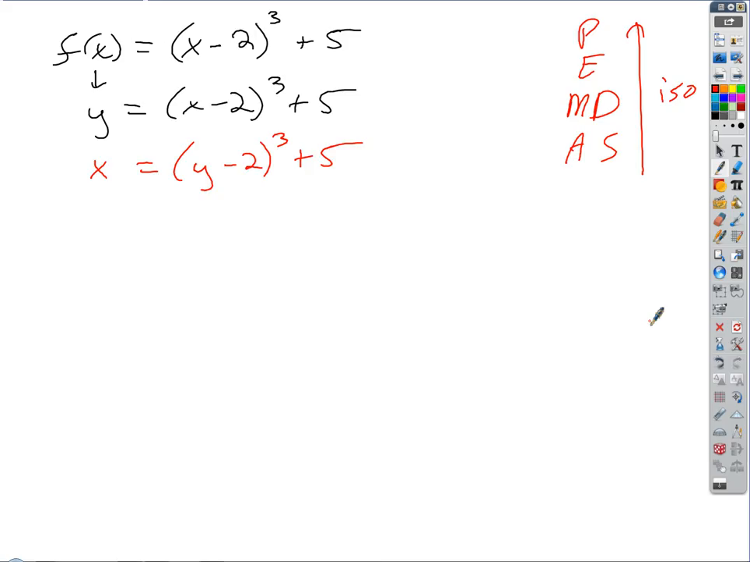Actually, I can't distribute the power, because y minus 2 cubed is not the same thing as y cubed minus 2 cubed. What does y minus 2, quantity cubed, really mean? It's y minus 2 times y minus 2 times y minus 2. That's going to be a mess, right?